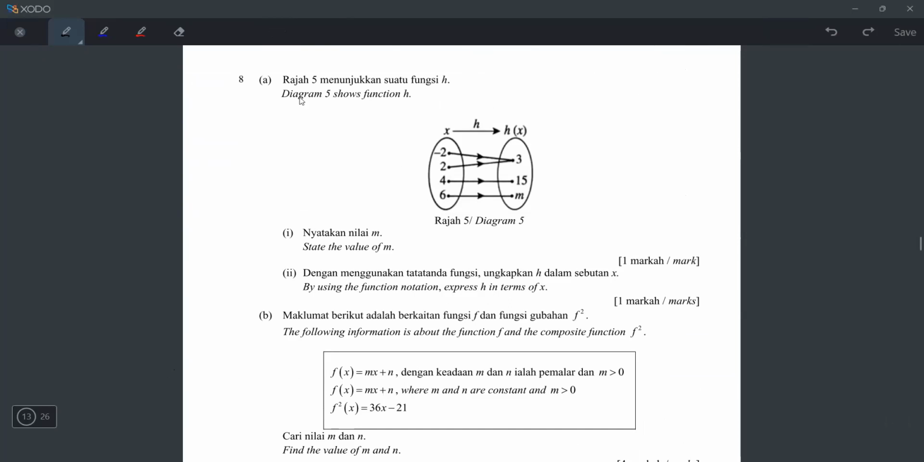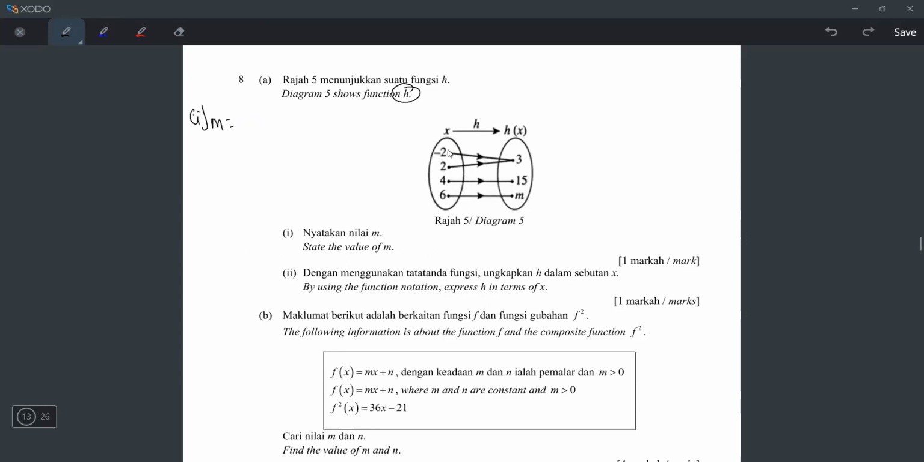Okay, number 8. Diagram 5 shows function h. So we can see function h. When the object is -2, the image is 3. When 2 is the object, the image is 3. 4 object, image is 15. 6 object, image is m. Number 1 says state the value of m. So how to find the value of m?